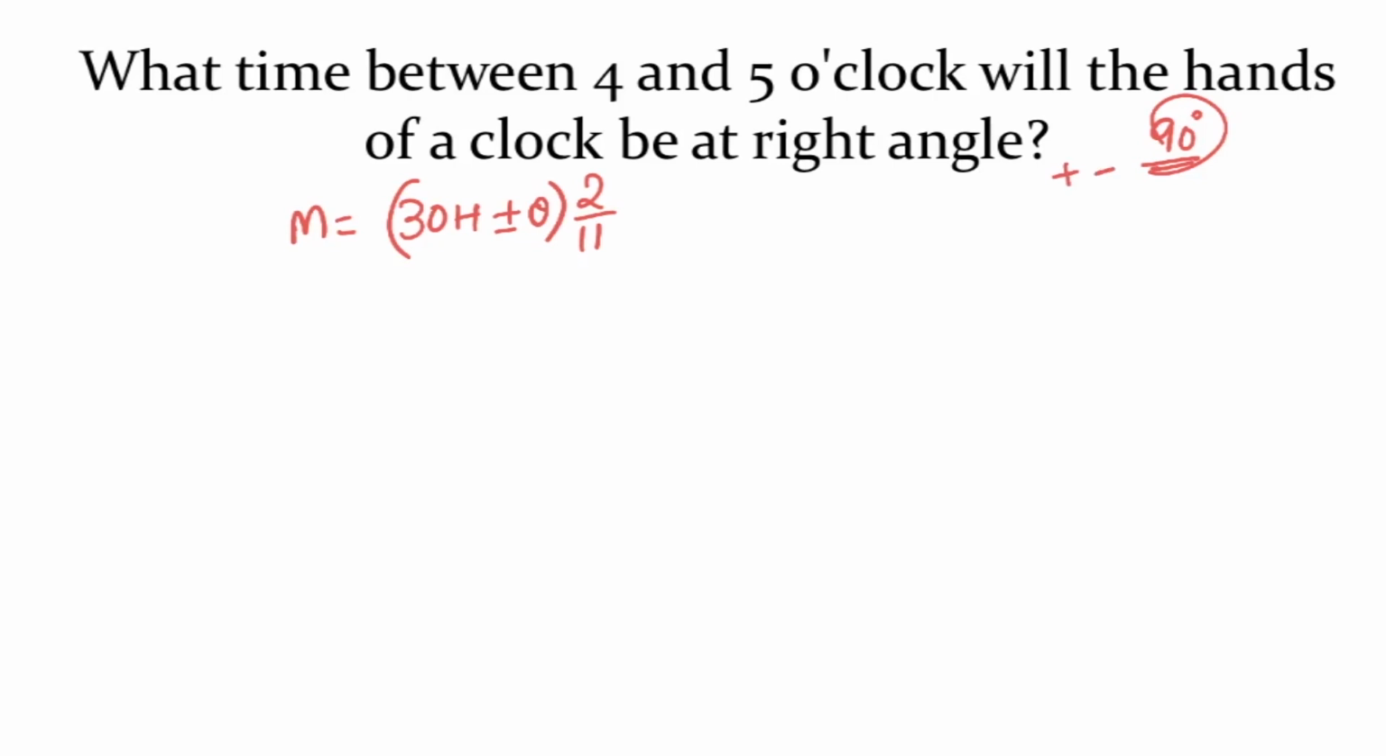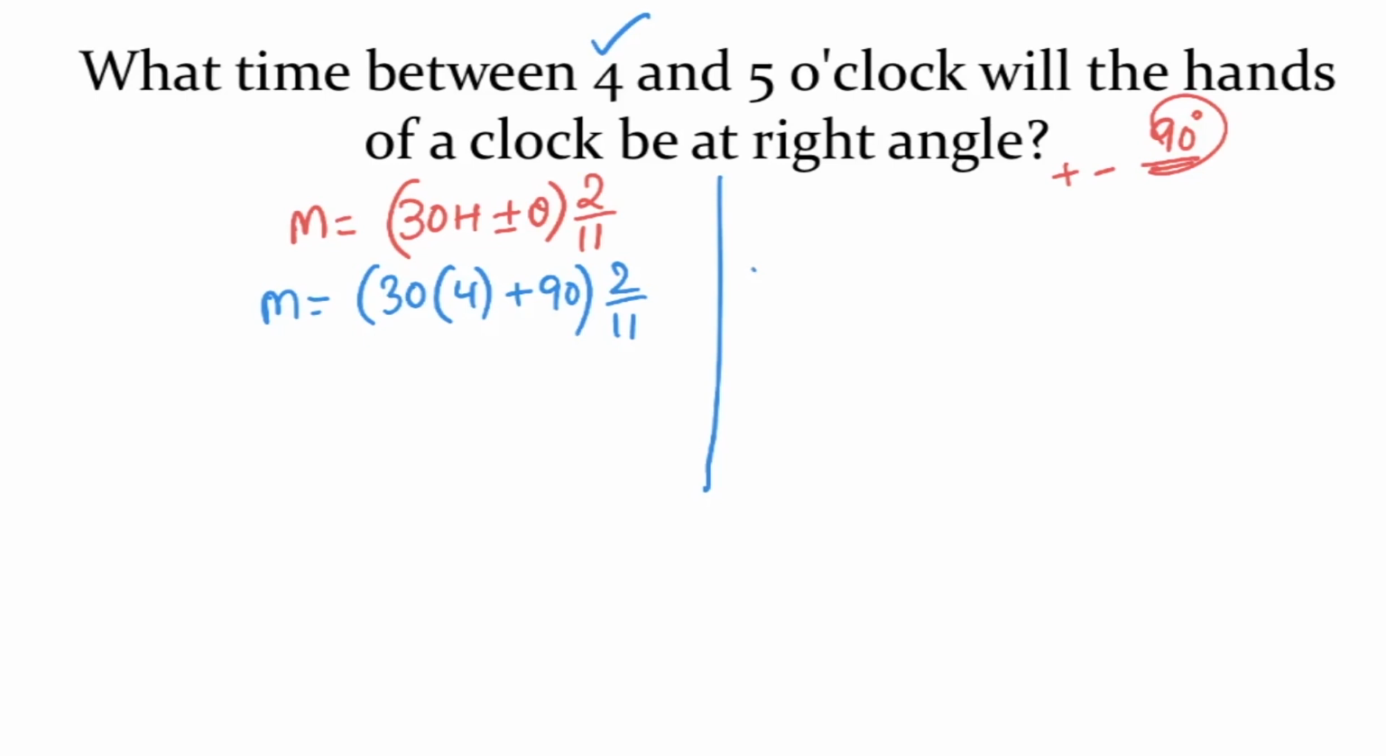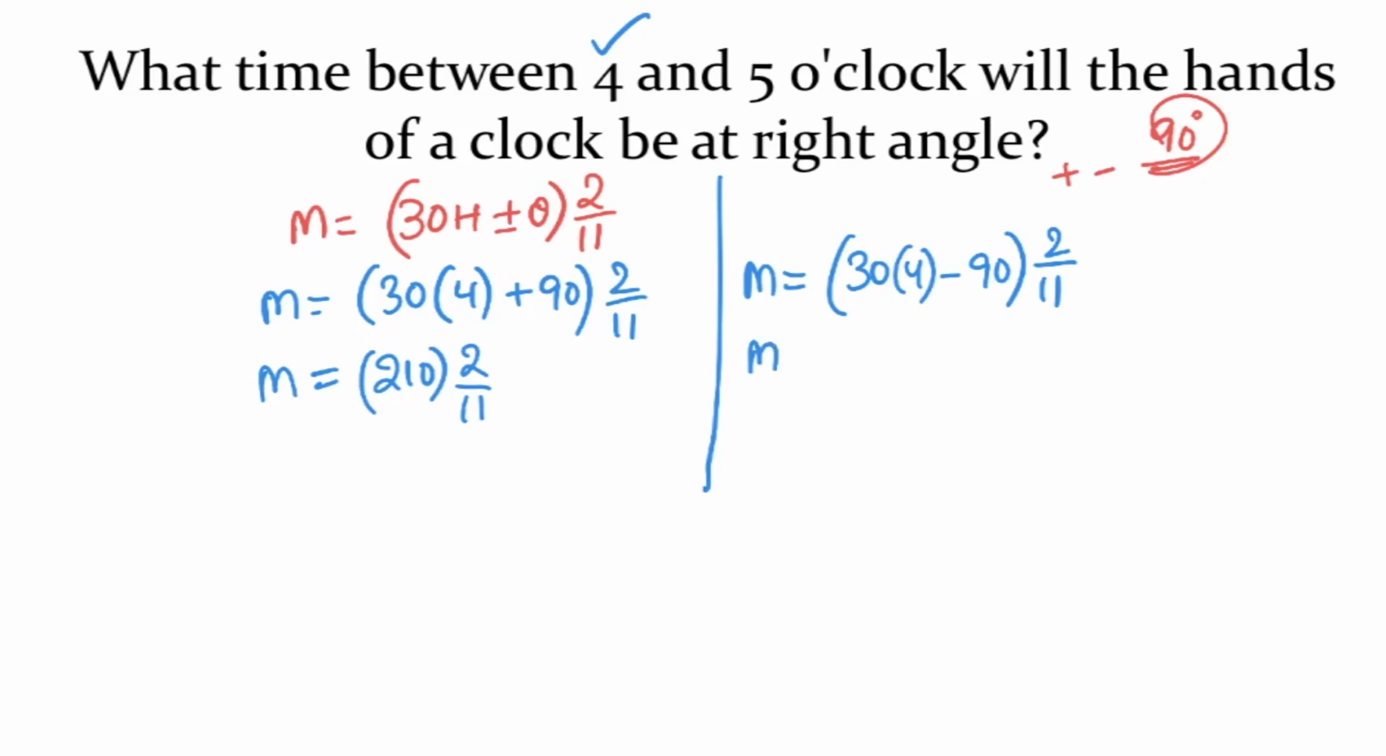Now number of minutes is equal to (30 into hours completed 4 plus 90) into 2 by 11. Similarly, number of minutes is equal to (30 into 4 minus 90) into 2 by 11. Number of minutes is equal to (120 plus 90), 210 into 2 by 11. Number of minutes is equal to (120 minus 90), 30 into 2 by 11. That is 420 by 11, 60 by 11.